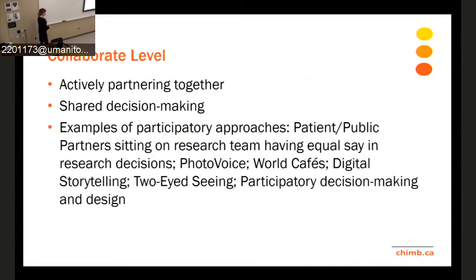At the collaborate level, it's actively partnering together with shared decision-making across the board, with patient partners sitting on research teams, or participatory approaches like photovoice, and I've seen digital storytelling and world cafes. These are all different ways of collaboratively making decisions.